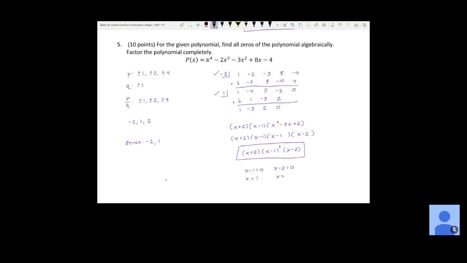Okay, good, right? So we get positive 1, positive 2. So in our list of zeros now, just make sure, right, because it's asking for both the zeros and the factors. So this would be our complete list of zeros, and this over here will be our complete factorization. Okay?